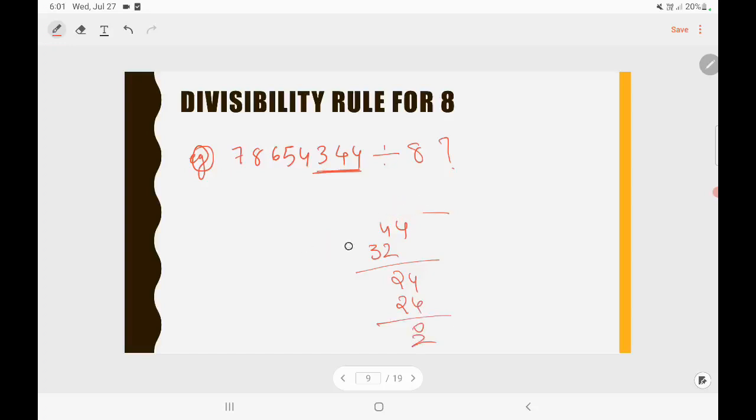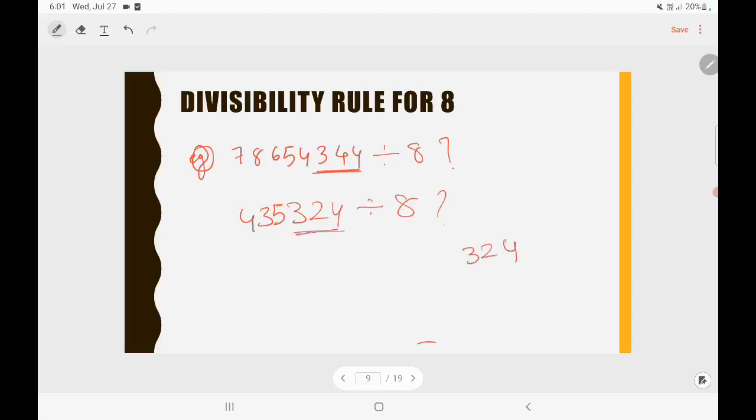Now we'll check another example. Let's say 435324: is it divisible by 8 or not? What you have to do is check the last 3 digits. So we need to check whether 324 is divisible by 8 or not. That means 4 times 8 is 32, we have 4, 0, 4. So the remainder is 4. That means 324 is not divisible by 8. Since 324 is not divisible by 8, this number is also not divisible by 8. So this is the divisibility rule for 8.